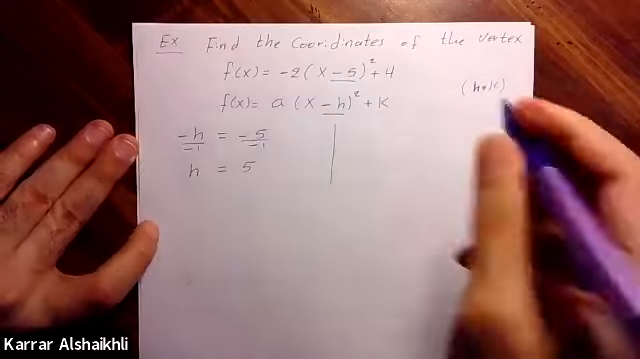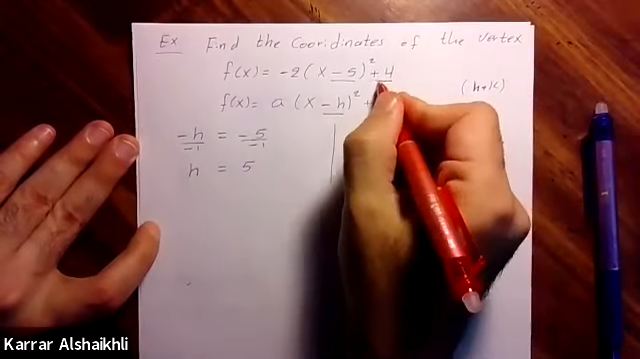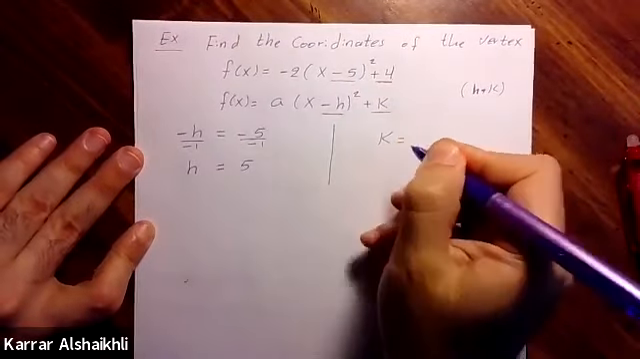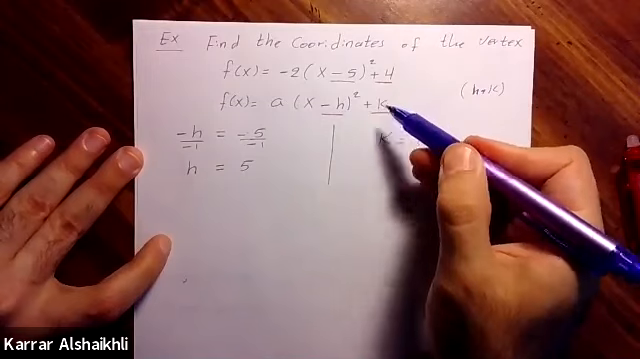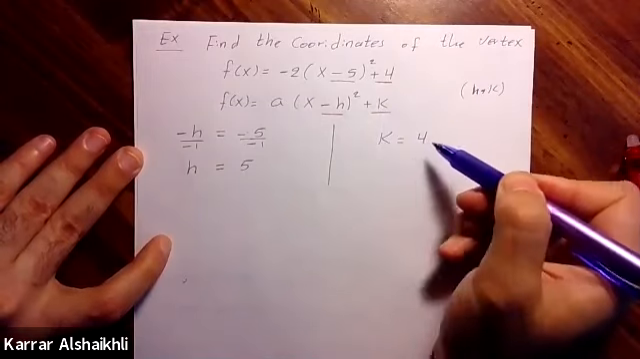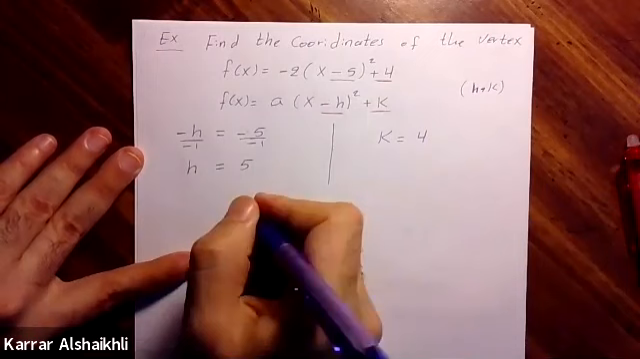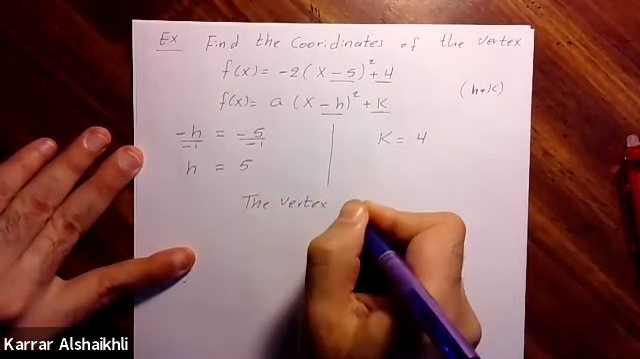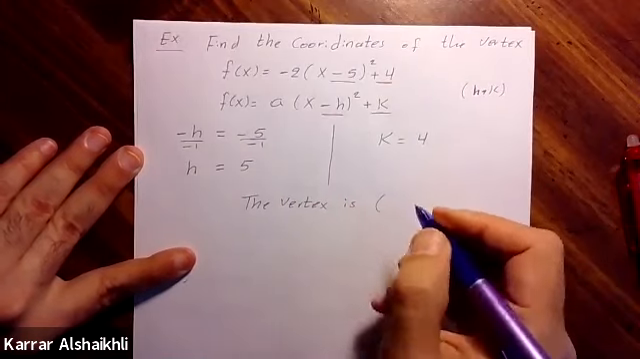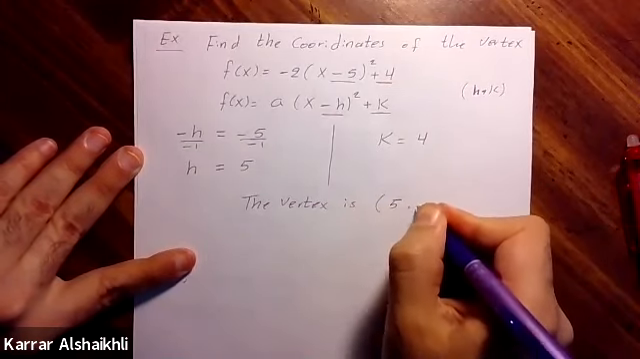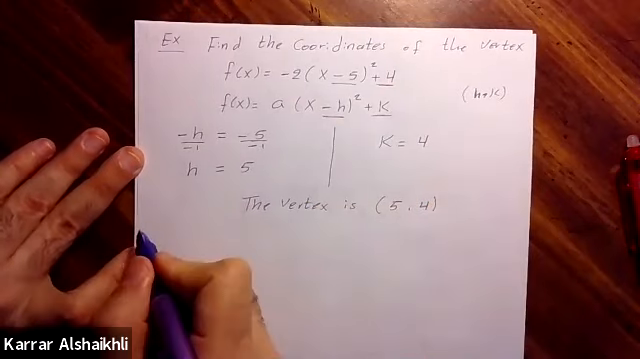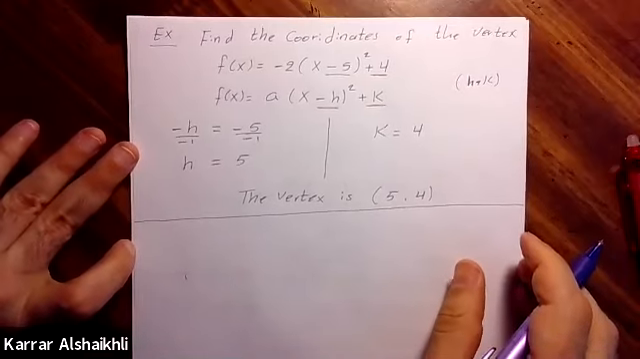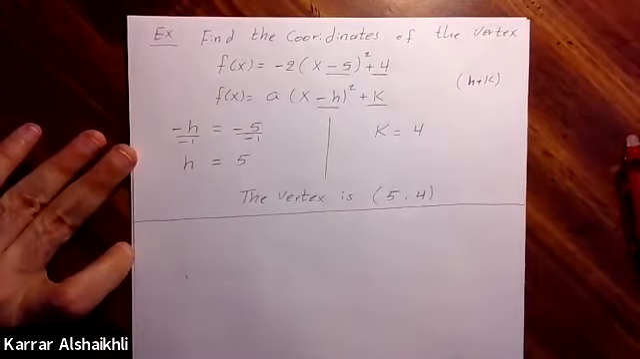To find the k, the same thing. This is the k. On this side, just k equal 4, because we have positive k, not negative k. So we're not going to divide both sides by -1. That means the vertex is, the h is 5, the k is 4. That's it for this example. That's the only thing they're going to ask you when they ask you to find the vertex and you have equations.